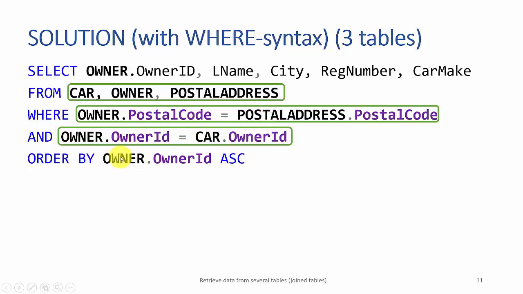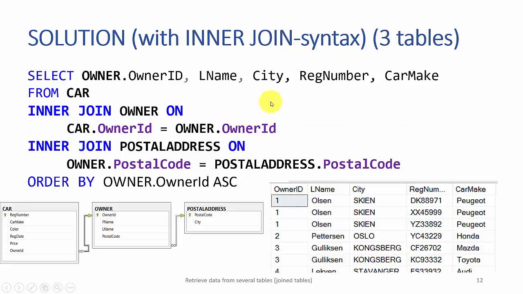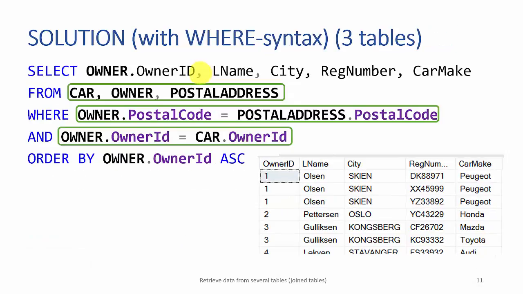And then we can fill out the rest of the conditions. Here I've said that we will order by the column owner ID, and we will order it ascending. So you should try to run this in SQL Server and check the result. The alternative way to do it, with the other syntax, the inner join syntax, gets a bit more complex when you need to join three tables. So normally I would prefer to use the first syntax.